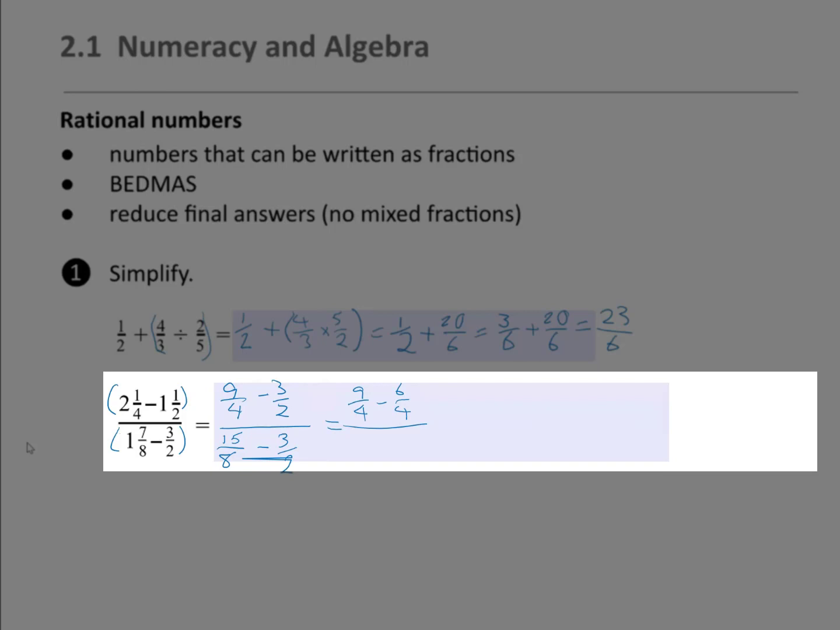In the denominator, we have 15 over 8 and 3 over 2. The least common denominator would be 8. So we're going to leave the first term as 15 over 8. Then we have to multiply everything by 4, so we get 12 over 8. And now we can do our subtractions. So now we do our subtractions, we get 3 over 4, which is divided by 3 over 8.